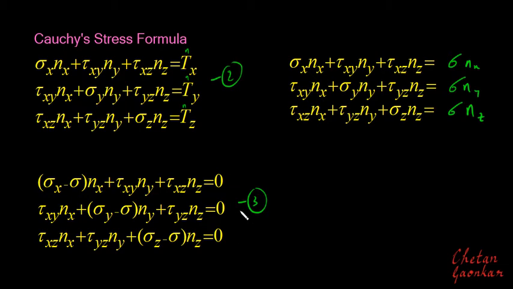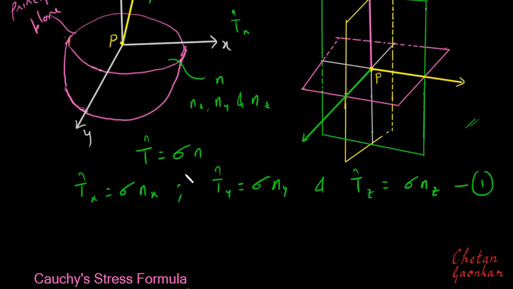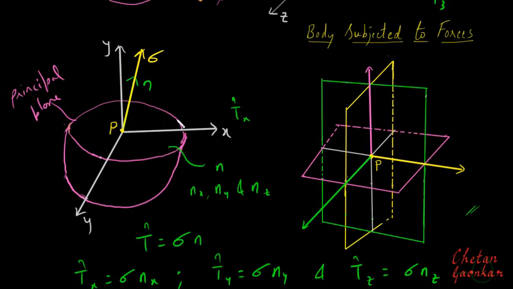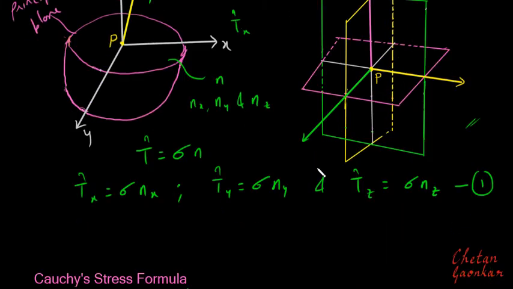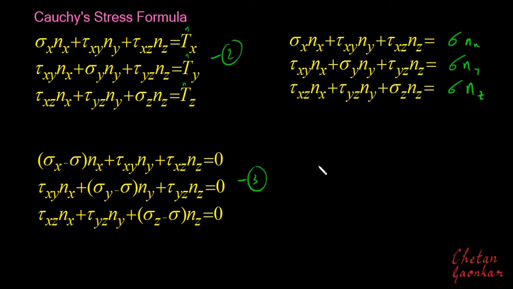From here on, what we are basically interested in is finding these direction cosines nx, ny, nz. And what are these direction cosines nx, ny, nz? These are nothing but the direction cosines of this principal plane, or any of these principal planes. So here our interest is to find these direction cosines nx, ny and nz.